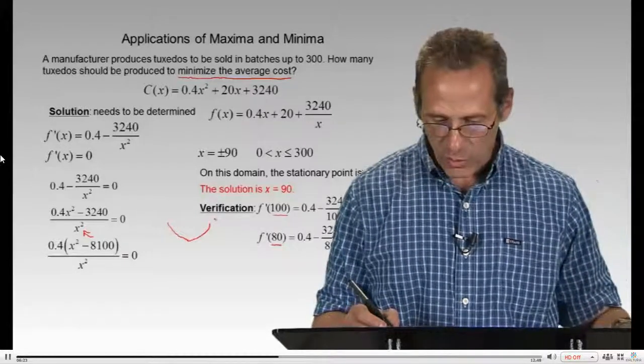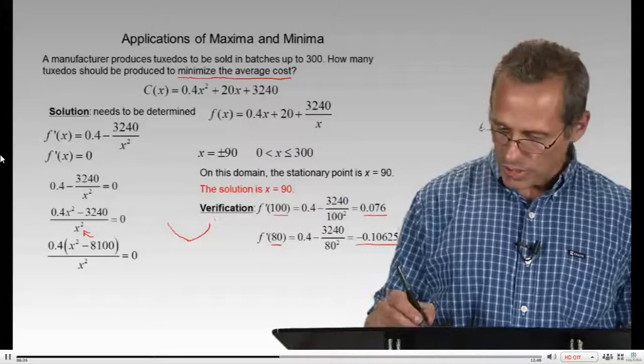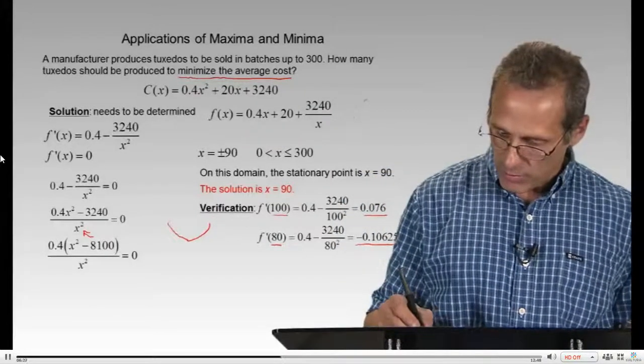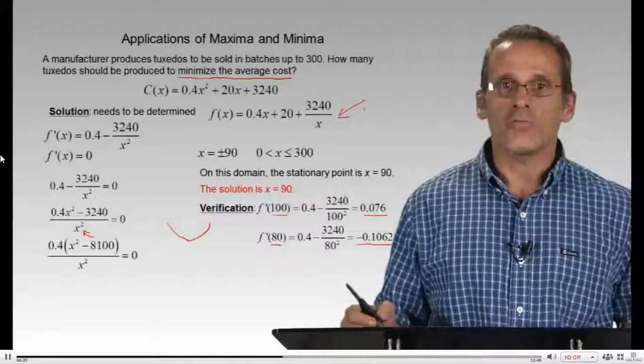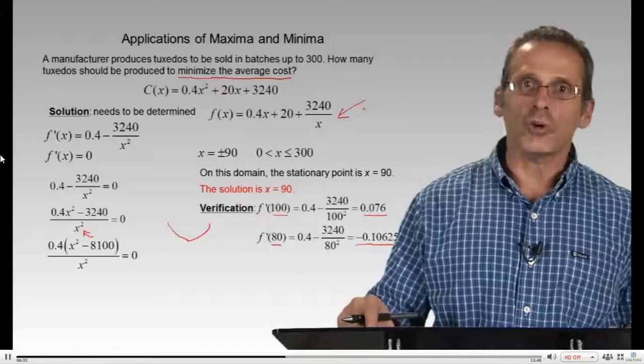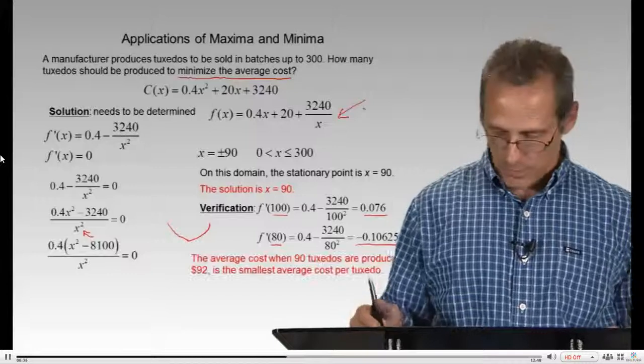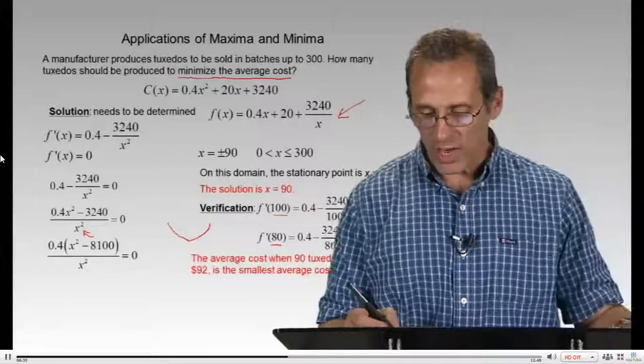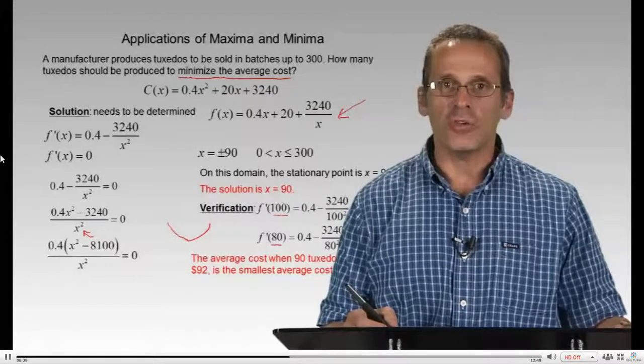Now, if we take x equals 90 and substitute it into the original function, we recall that was the average cost function, and evaluate, we can interpret our response. The average cost when 90 tuxedos are produced is $92.